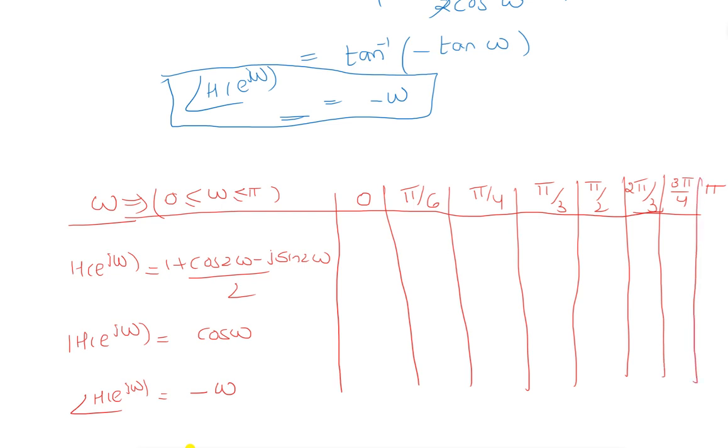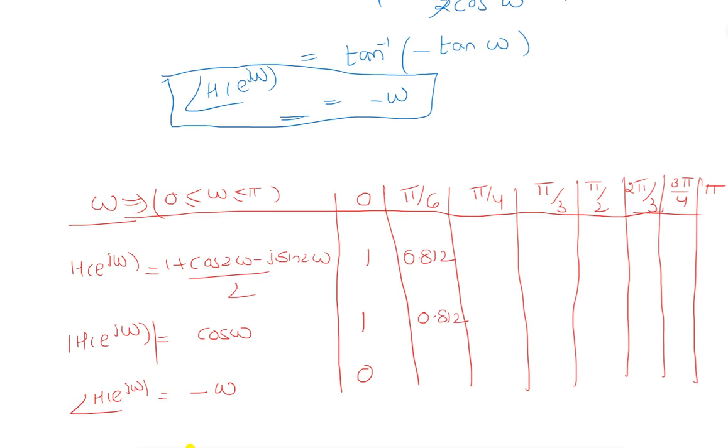By substituting omega equals 0 in this H of e to the power of j omega, its value is equal to 1, and the modulus of H of e to the j omega is also equal to 1. So omega is 0, so there is a 0. Like that, when you substitute omega equal to pi by 6 in H of e to the j omega, we get 0.812 as its value. So the modulus of H of e to the j omega is equal to 0.812 only.